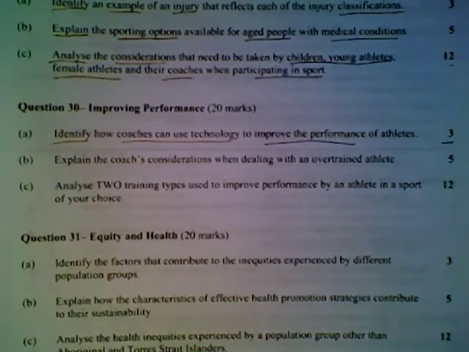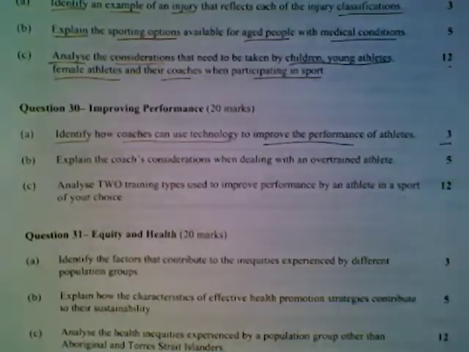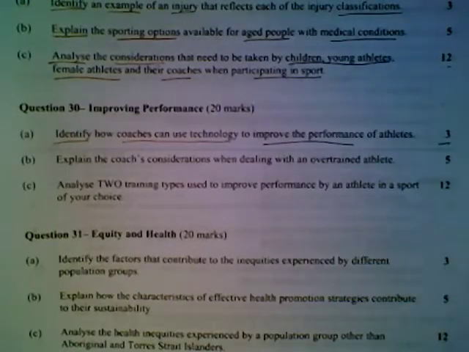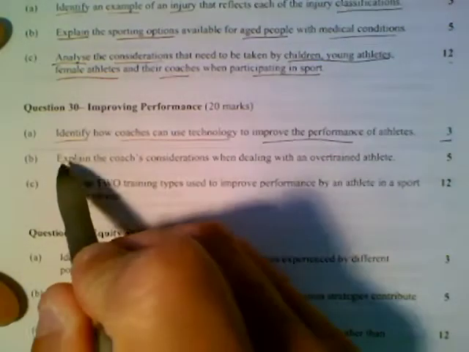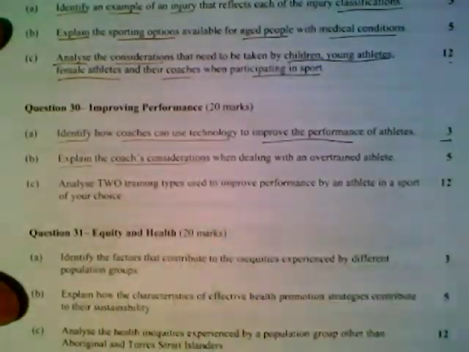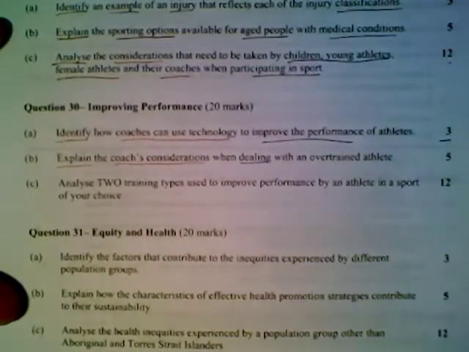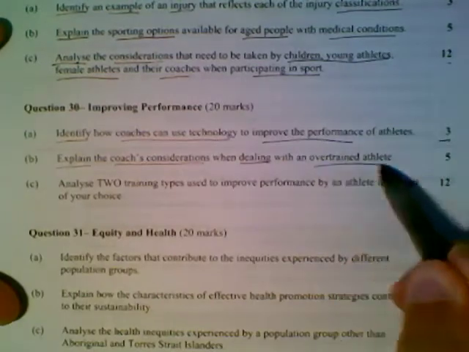Question B from Improving Performance asks students to explain the coach's considerations when dealing with an overtrained athlete, and we're looking here at 5 marks. Some key parts of this question students need to be aware of is obviously the key term, explain. We need to look at the coach's considerations when they are dealing with an overtrained athlete.